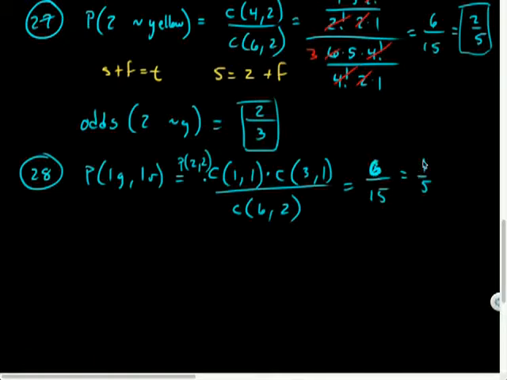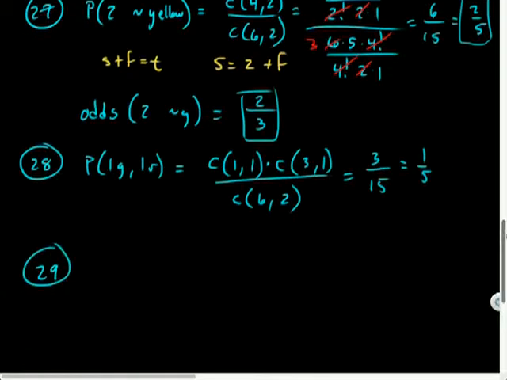And then 6/15 would reduce to 2/5. It still wouldn't work out. I don't know. Well, we'll come back to that one. I'm thinking that there's something fishy going on there.